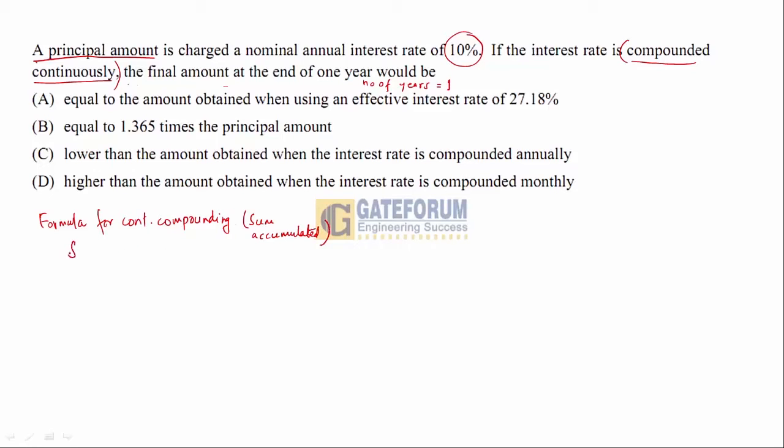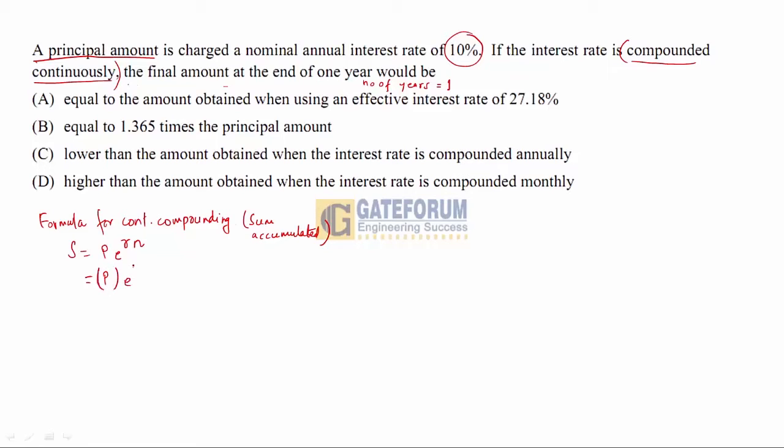Okay, it is S is equal to principal amount P into e to the power Rn. So P is the principal amount, e is our exponential, R is the nominal annual interest rate, which is given here to be 10%, n is the number of years. So by substituting the values we will get an answer, but P is not given anything, so we'll just keep it as P only.